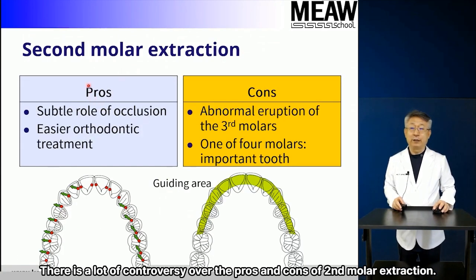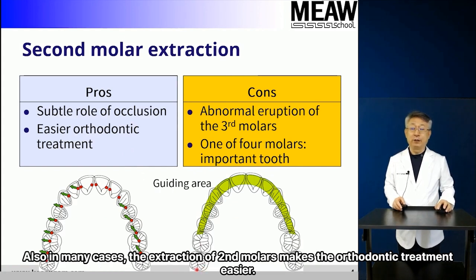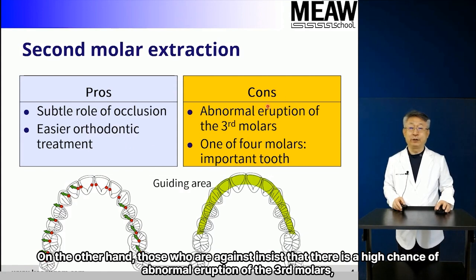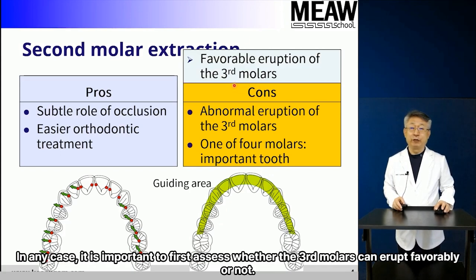There is a lot of controversy over the pros and cons of second molar extraction. Those who advocate claim that the upper second molars have a subtle role in occlusion, especially in protrusive and lateral excursive movements. Also, in many cases, the extraction of second molars makes the orthodontic treatment easier. On the other hand, those who are against insist that there is a high chance of abnormal eruption of the third molars, and that the second molars are more important than the third molars. In any case, it is important to first assess whether the third molars can erupt favorably or not.